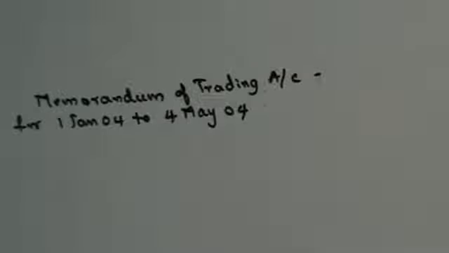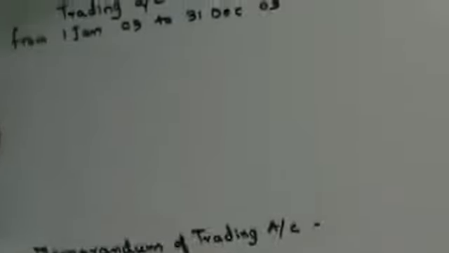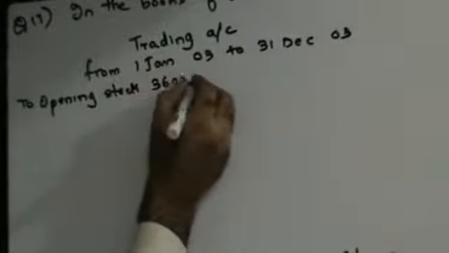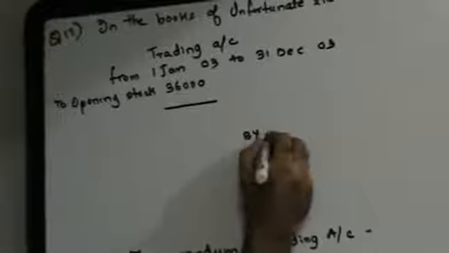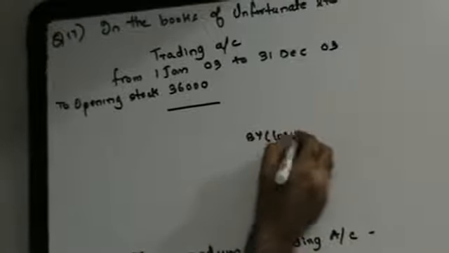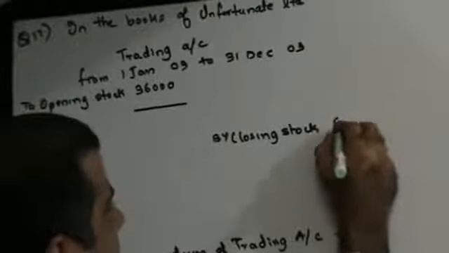Okay, let's see this. A fire occurred in the books of Unfortunate Limited. Salvage we will see later. Let's see the entries, guys. Stock on 1st Jan 2003 is opening stock. Opening stock is given to you as 36,000. Next, by closing stock. Closing stock is given to you as 66,000.